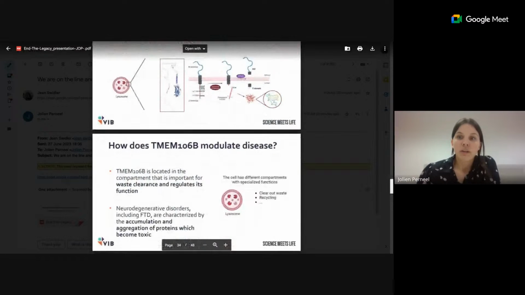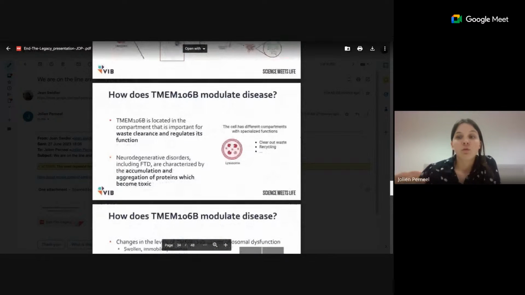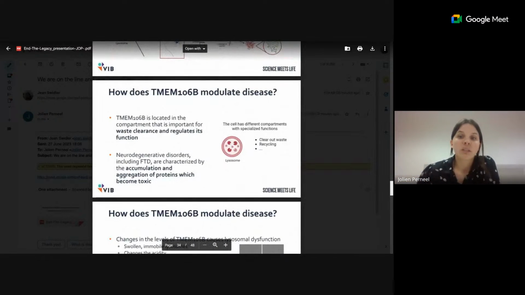So when the question arises on how TMEM106B modulates disease, the fact that TMEM106B is located in the compartment important for waste clearance, together with the fact that neurodegenerative disorders, including FTD, are characterized by an accumulation and aggregation of toxic proteins, it may already seem straightforward that TMEM106B may modify disease by regulating the functions of the lysosome, which regulates the clearance of these accumulating proteins.